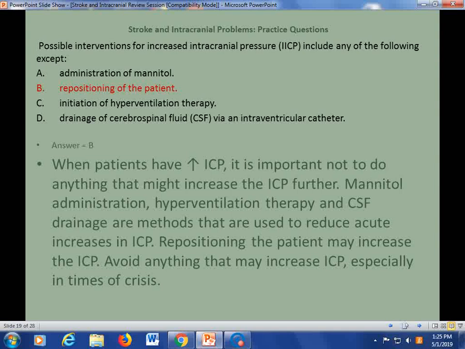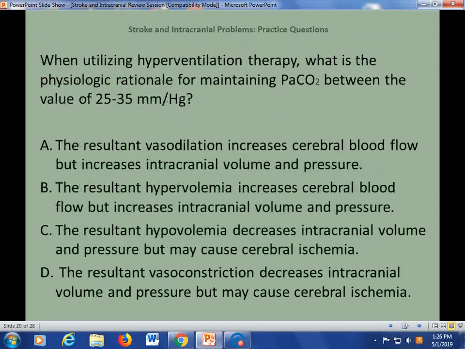Repositioning of the patient, turning the head so that it's not in alignment, bending the leg at the hip so that it's at a 90-degree angle: all of these things are actions or interventions that will cause the ICP to go up, and that's why that is the answer.